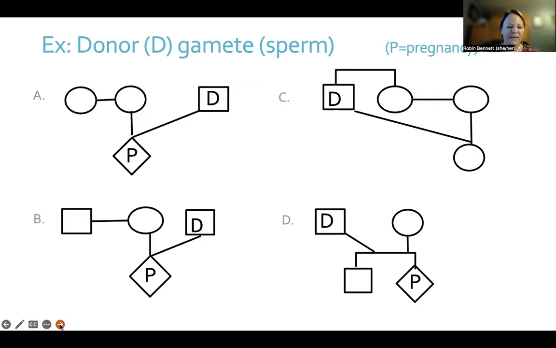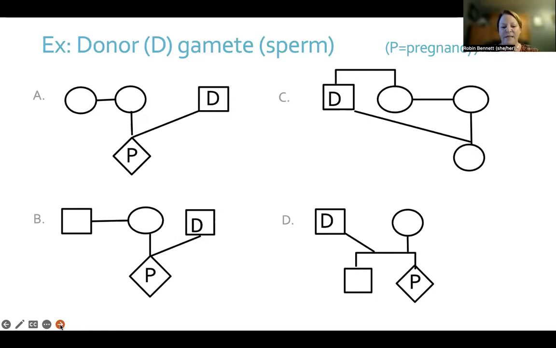Figure B is a couple where there's a pregnancy, she's carrying the pregnancy, and they're using a donor sperm. So in this case, maybe her male partner is infertile, and they have used a donor sperm to conceive a pregnancy that she's carrying. In number C, you have a couple where they are using one of the women's brother as the donor sperm, but her partner is carrying the pregnancy.